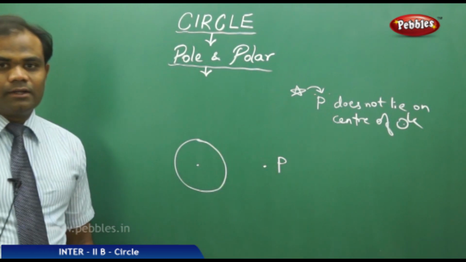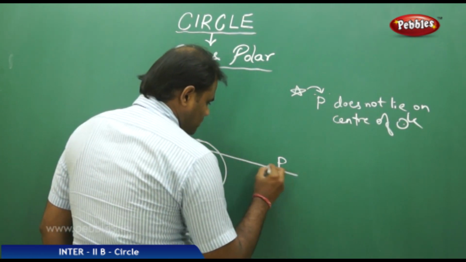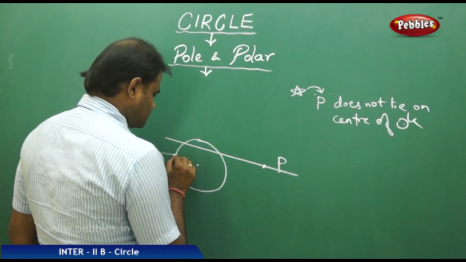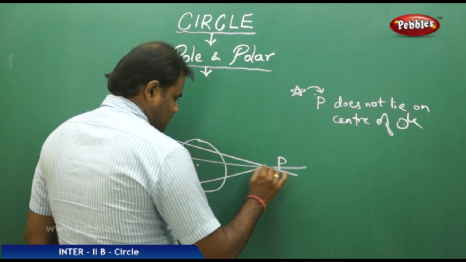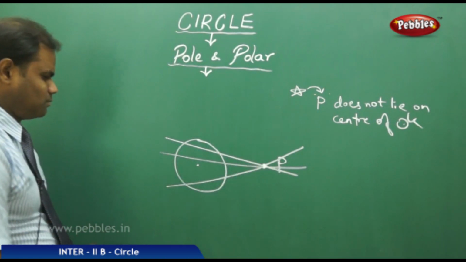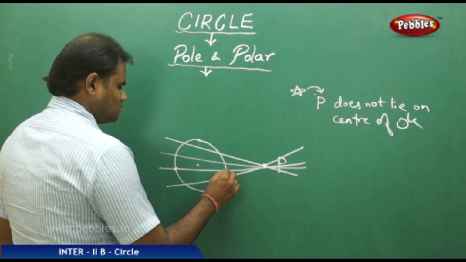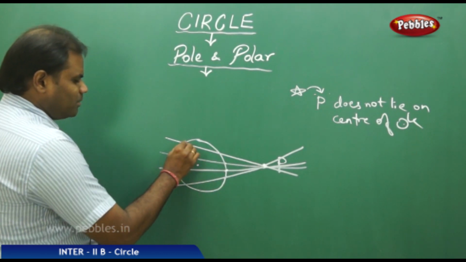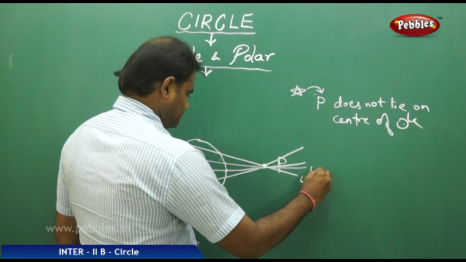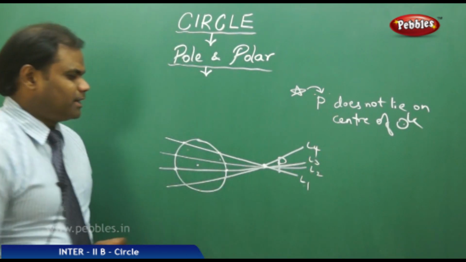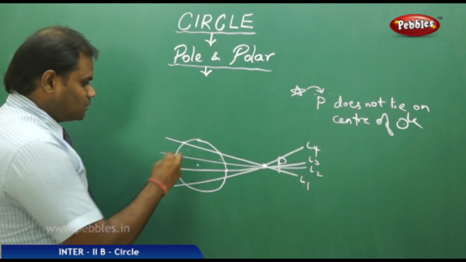in the plane, then let me draw a few chords of contact. Say I draw some lines cutting the circle and passing through P. This is one line, this is another line, this is another line, and this is another line which passes through. Now, as I see here, there are many points of intersection which each of the lines passing through P, that is L1, L2, L3, L4, etc. makes with the circle. So these lines which cut the circle and pass through P have different points of intersection.